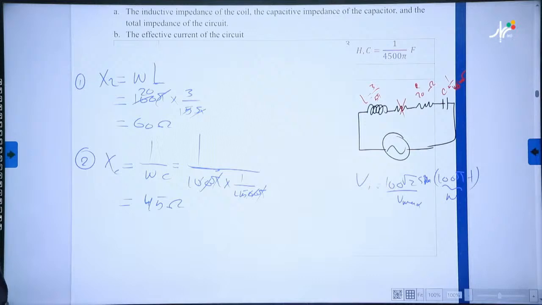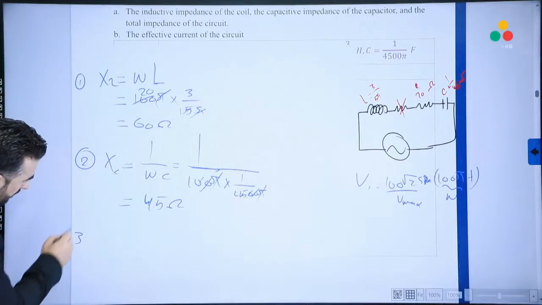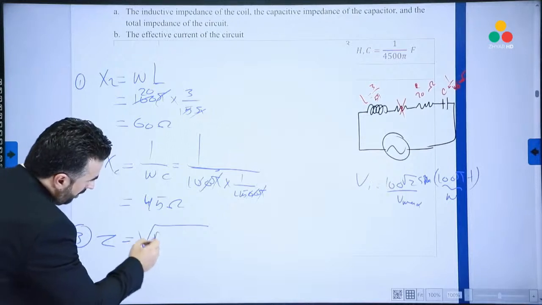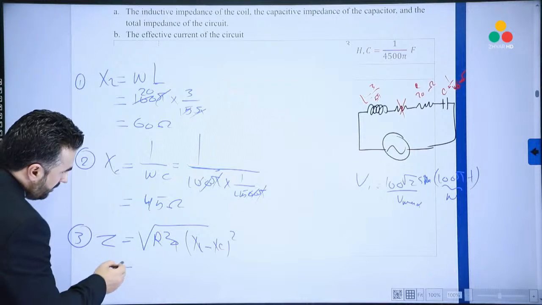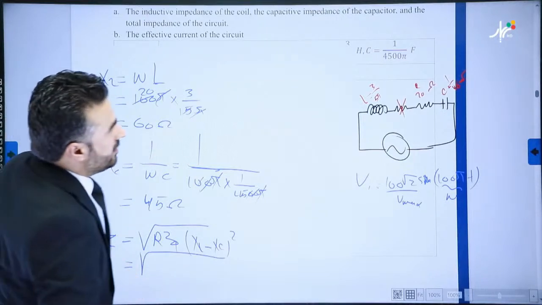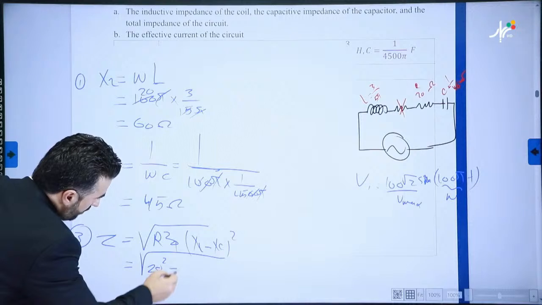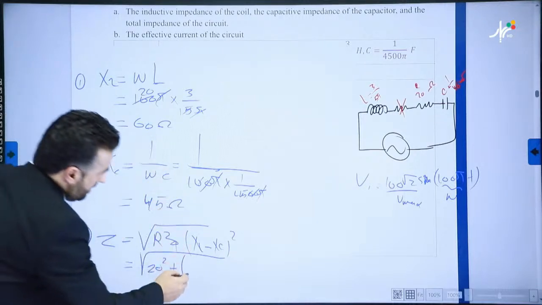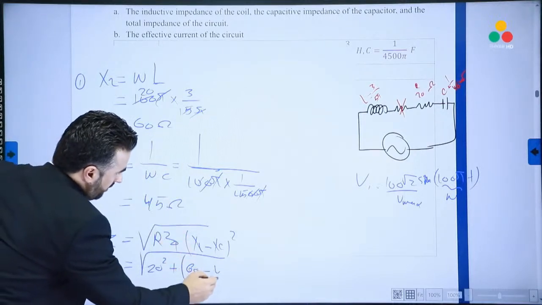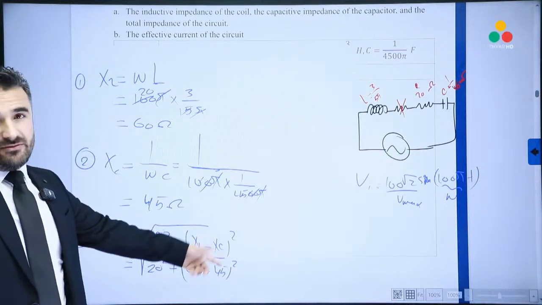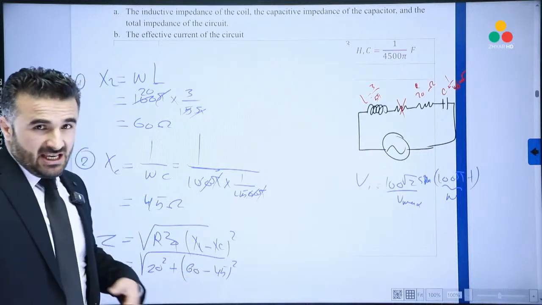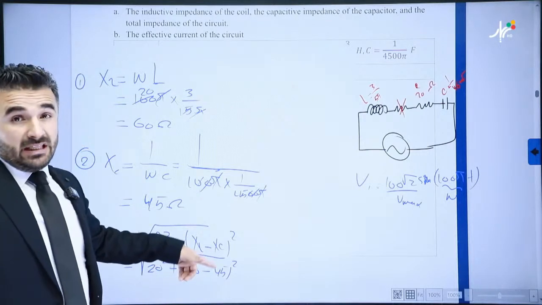The capacitive reactance of the capacitor, and the total impedance of the circuit here. So how do you find the total impedance of the circuit here? In order to find the total impedance, that is Z obviously, we've learned that it equals the square root of R squared plus XL minus XC, the whole thing squared. So we do have the resistance of the resistor, let's say. The resistance of the resistor is 20, so we'll say 20 squared plus XL, which we found is 60, minus 45, and then the whole thing squared. And obviously you can see that XL is bigger than XC, so this circuit would have an inductive property. In other words, the voltage would lead the current here.